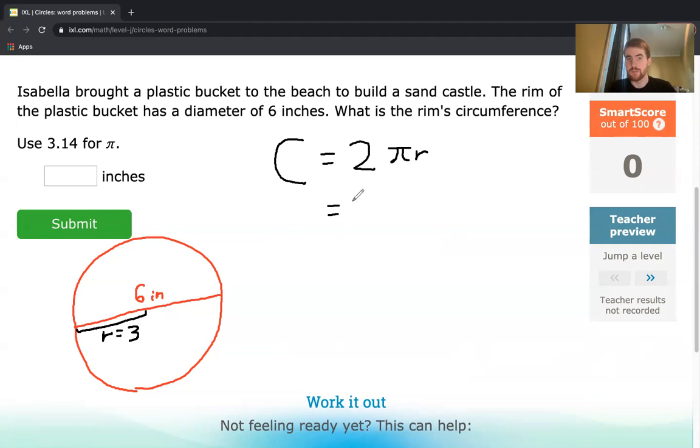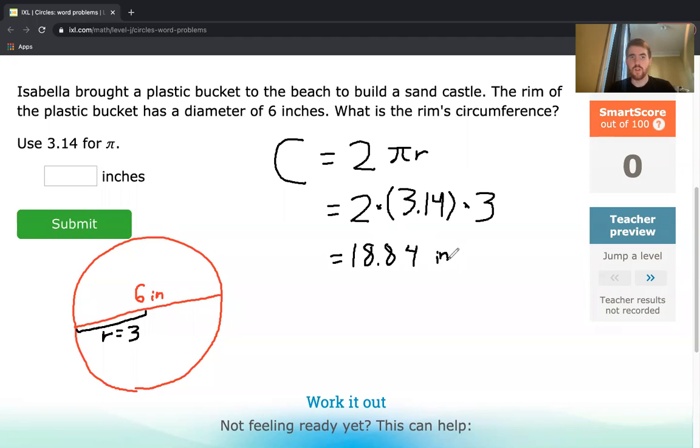Now we can go ahead and substitute it. 2 times pi, we'll use 3.14, times the radius, which is 3. C equals 2 times 3.14 times 3. And I will put that into my calculator. And I get that the answer is 18.84, and the unit is inches.